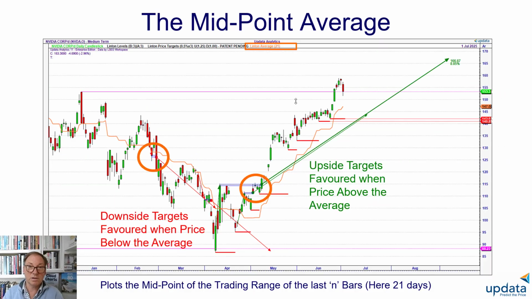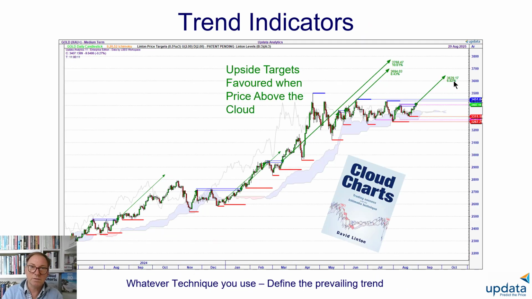I love the clouds. But the key thing is you need some kind of trend definition, and you would favor the downside target in a downtrend, and you would favor the upside target in an uptrend. And that filter is really important. Now, if you want to understand cloud charts, and if you watch me on Charts Today each day, you'll see I'm using cloud charts the whole time.